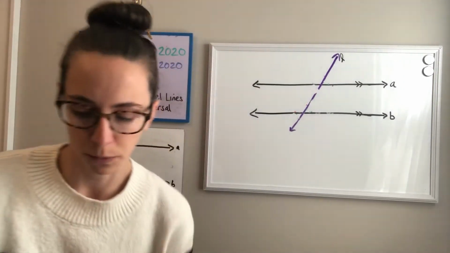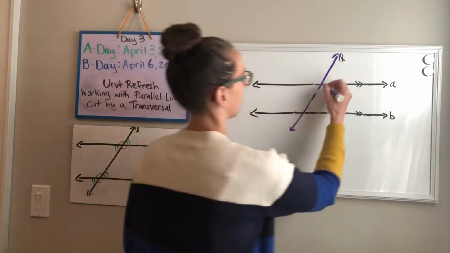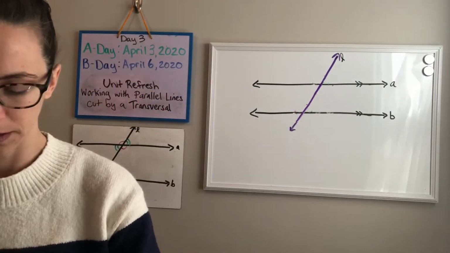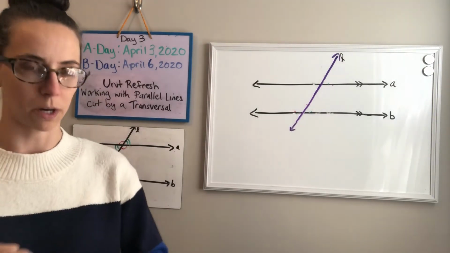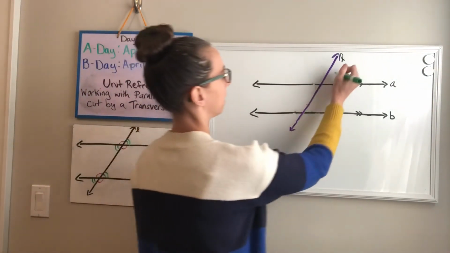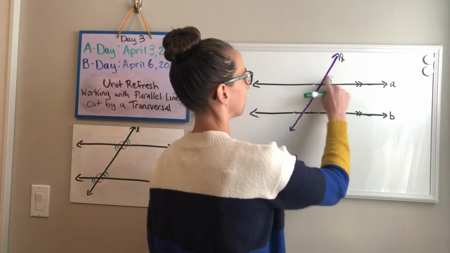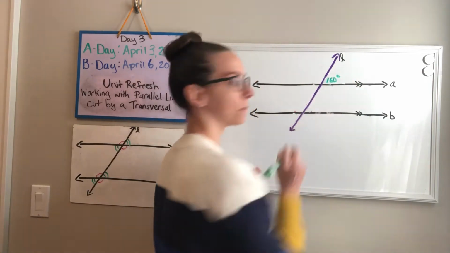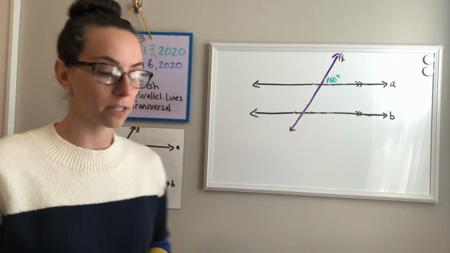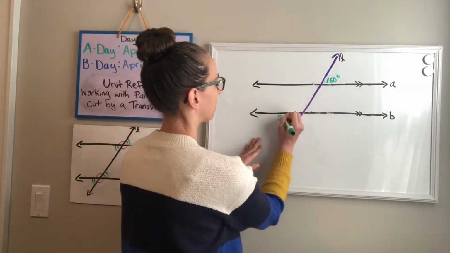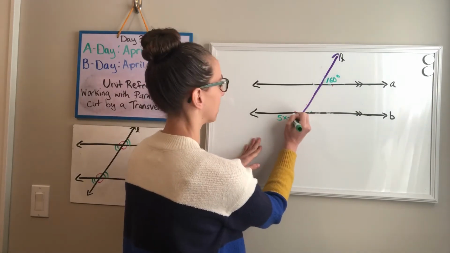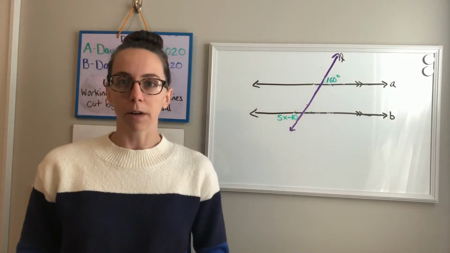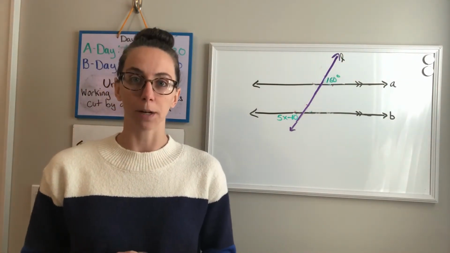All right, so fix this line a little bit. If I were given a problem where I knew that this angle over here was 160 degrees, right here, if that angle is 160 degrees, and I'm telling you that this angle down here is equal to 5x minus 10, and I'm asking you to find what the value of x is, the very first thing you have to do is find the relationship.